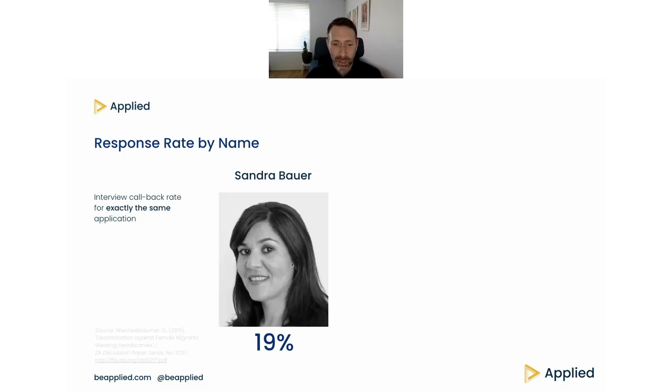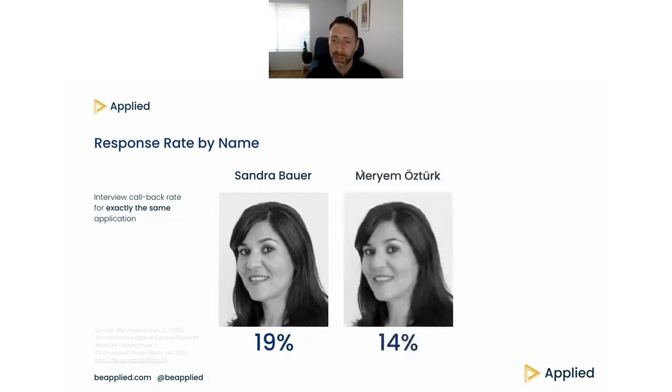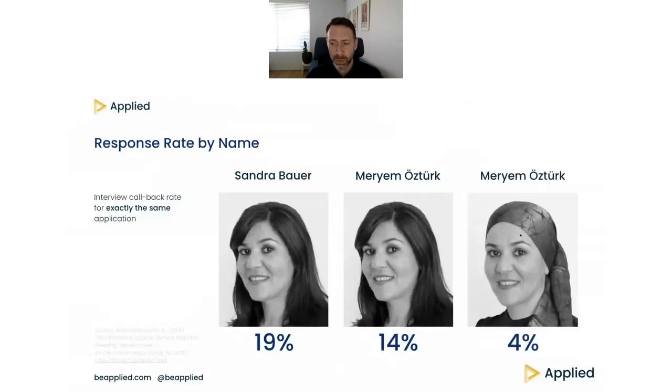So Sandra Bauer sent out almost 1,000 applications and got a callback rate of 19%, which I think is pretty good. Then they changed the name from Sandra Bauer to Miriam, and her callback rate was 14%. So already a dip of 5 percentage points. Then they changed the photo to one of Miriam wearing a headscarf, and what they saw is a huge drop-off from 14% to 4%. And these are the only details that they changed.